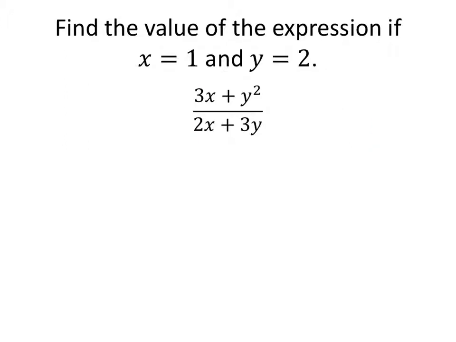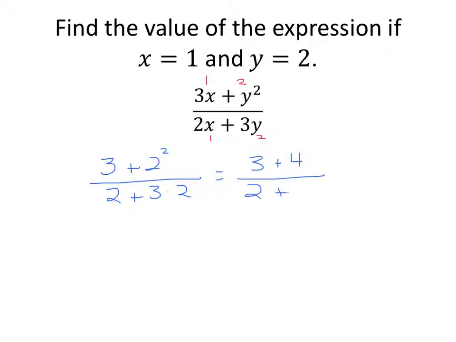In this problem, we are to evaluate the expression, and that means we're going to plug 1 in for x and 2 in for y. So let's go ahead and write that. 1, 2, 1, 2. Rewriting that fraction, we have 3 times 1, which is 3, plus 2 squared over 2 times 1, which is 2, plus 3 times 2. We do our exponent first in the numerator, and then in the denominator we can go ahead and multiply 3 times 2, and so that gives us 7/8.